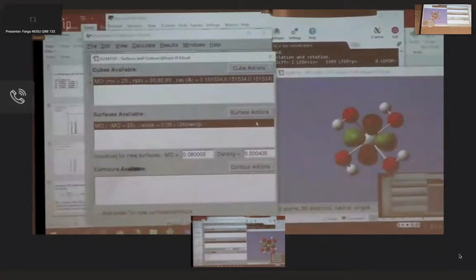Right? Yeah. Those are... This is my p. It's definitely not... Yes, d orbital. Oh, it's a dz squared.